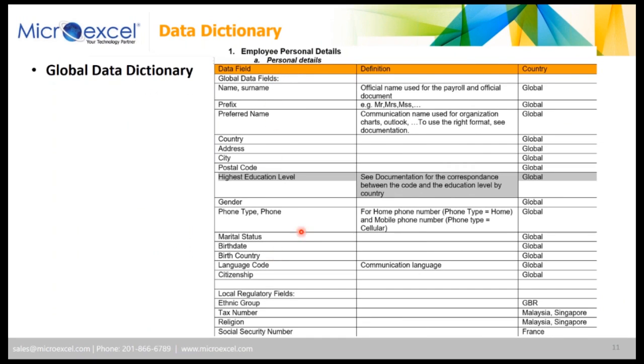Okay, so the next one, now that we have the base systems starting, we will have to have a clear definition, and that's our data dictionary. So we will have what we call a global data dictionary as well as local fields. This is just an example. Here we will go through personal details, and in each of the personal details we have a certain set of fields. And in this set of fields we'll have to have a clear definition.